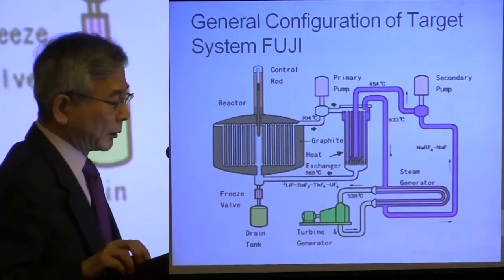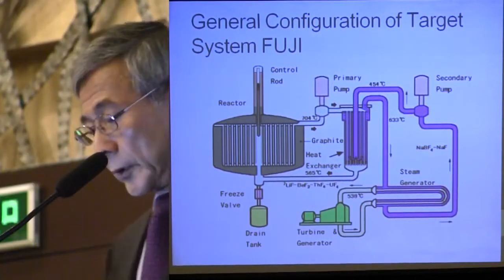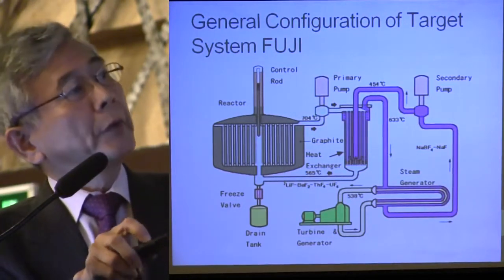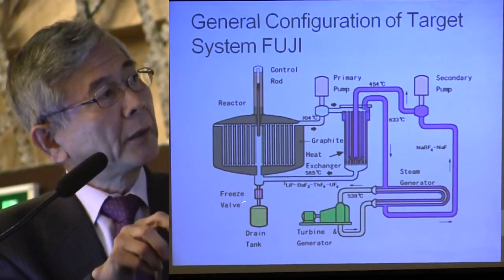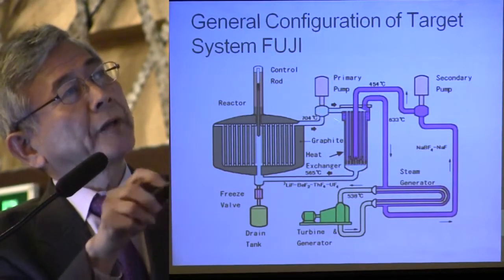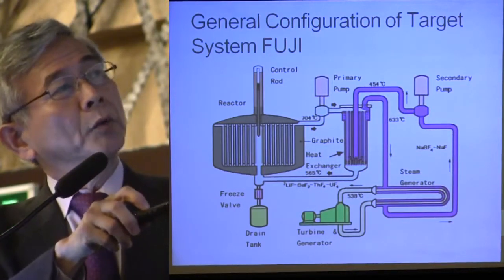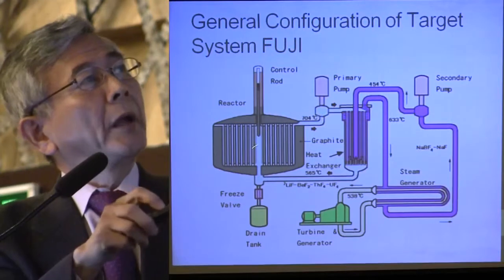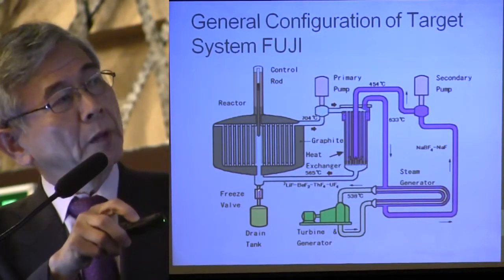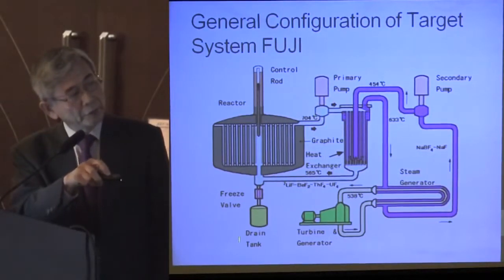And this is the configuration of the target system FUJI. I think you may be familiar with this figure, but here this is the drain tank and freeze valve. If some accident or abnormal operation occurs and the fuel temperature goes up, then the freeze valve melts and all the fuel salt can be drained into the drain tank.